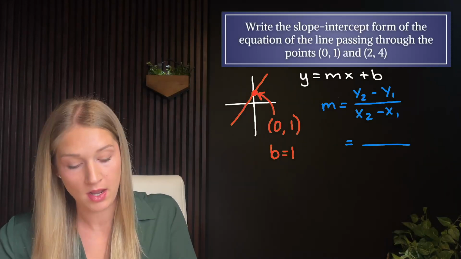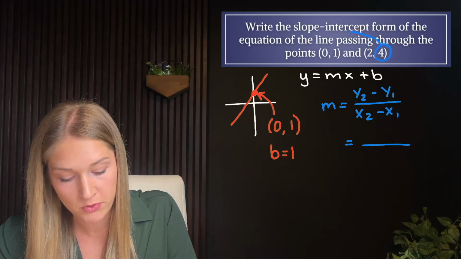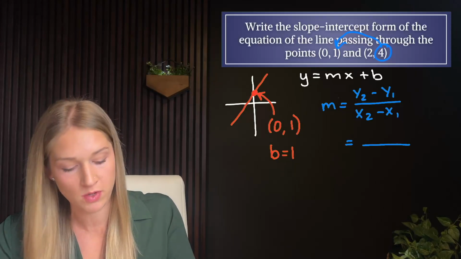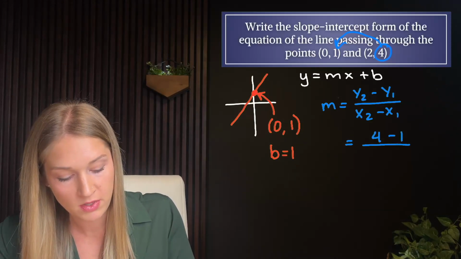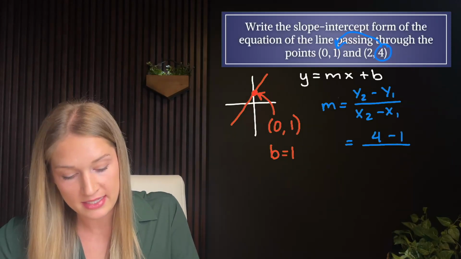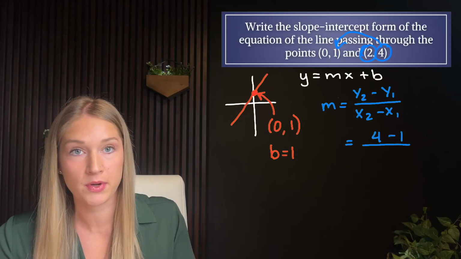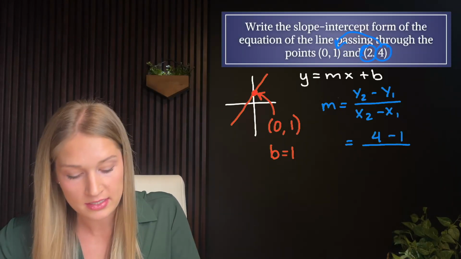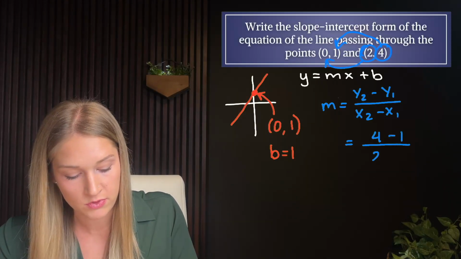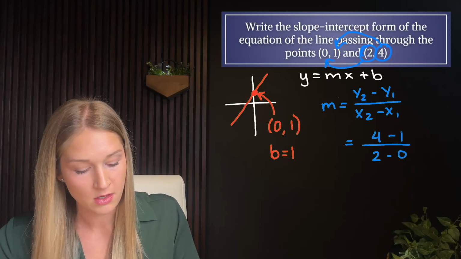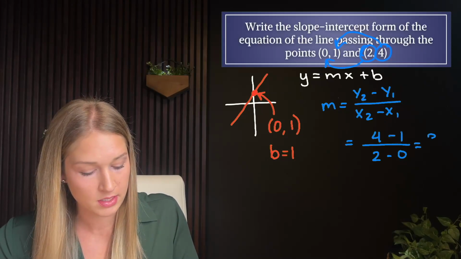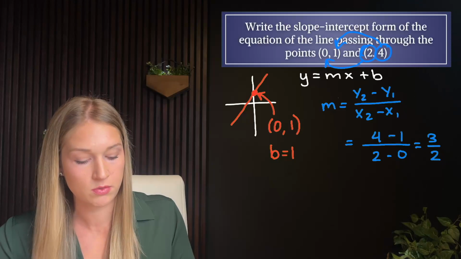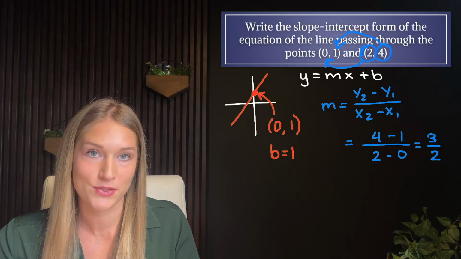My second y is 4, and I'm going to subtract the first y, which is 1. So 4 minus 1. And then my second x, so I have to start from that second point. Second x is 2, and I subtract the first x, which is 0. 2 minus 0. 4 minus 1 is 3. 2 minus 0 is 2. So my slope is 3 over 2.